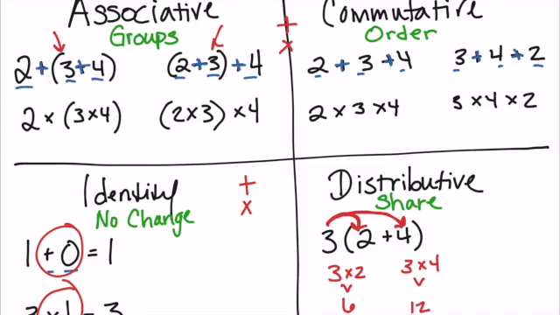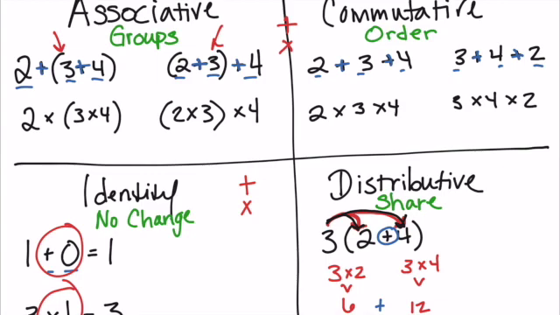And then check it out. What's in the middle there is an adding. So add those two together, 6 plus 12, and we get a final answer of 18. Right, that distributive property shares the outside number with the two inside numbers using multiplication. It shares the 3 with the 2, and it shares the 3 with the 4.